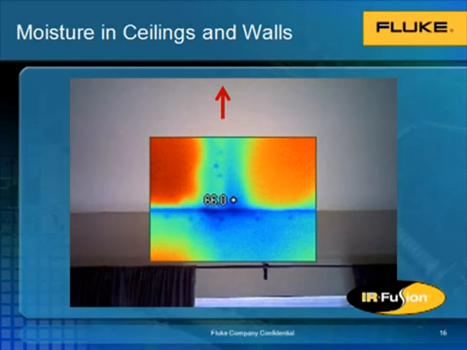Here's another example of moisture in ceilings. In this case, the source of the leak is actually up above where the red arrow is pointing. Because this is a vaulted ceiling, the leak is far up above and the moisture and water is actually running down the slope and pooling once it meets the wall. Here again, the Fluke IR Fusion is very helpful because it helps pinpoint where along this wall the moisture is pooling. Without that visual reference image, it'd be very hard to tell where that's actually happening.